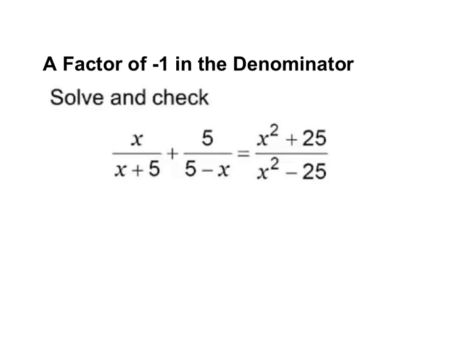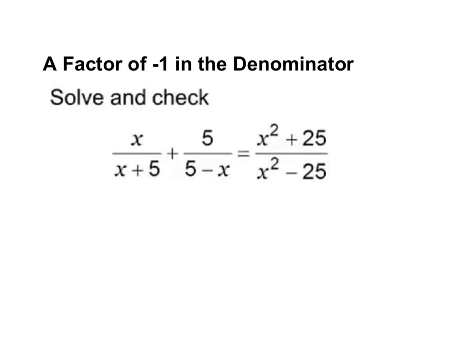One thing that we have to do is factor a -1 in the denominator. The first thing I want to do is think about what this part is here. What I notice is I have x plus 5 and 5 minus x as denominators, and then over here I have x squared minus 25.